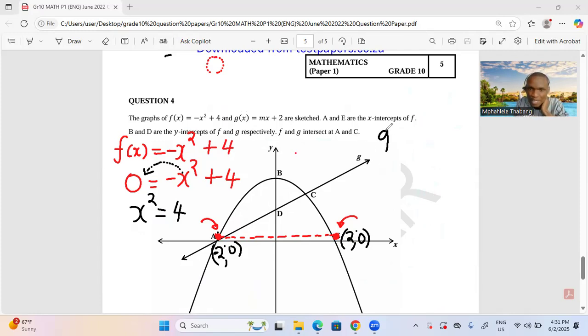Look at g of x. g of x equals mx plus 2. So they are saying calculate the value of m. They are looking for this guy here.